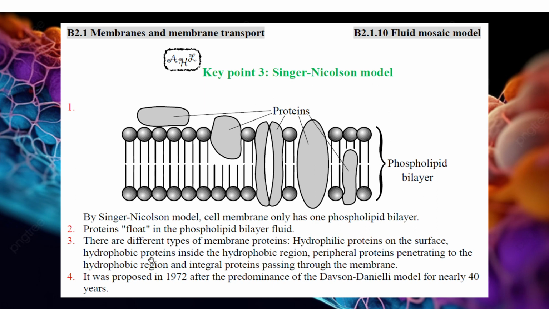Hydrophilic protein on the surface, hydrophobic protein inside the hydrophobic region. Peripheral protein on the surface, penetrating into the hydrophobic region, and integral protein passing through the membrane. They have different names. It was proposed in 1972, after the Davson-Danielli model worked for more than 40 years.